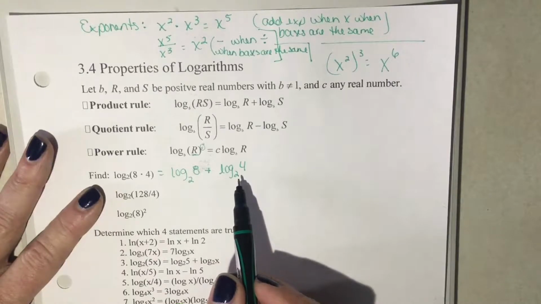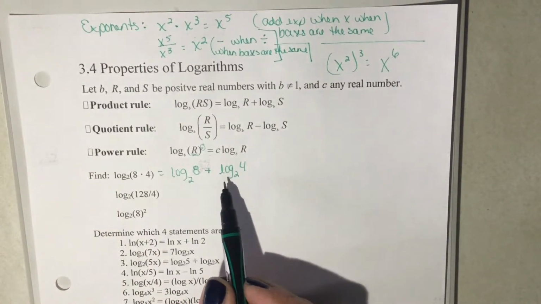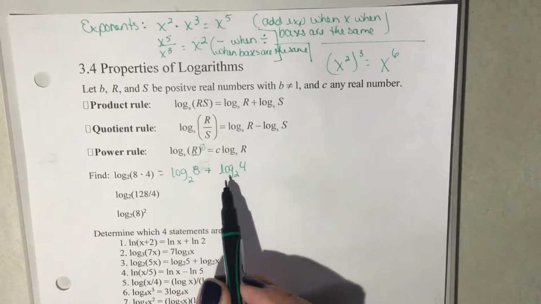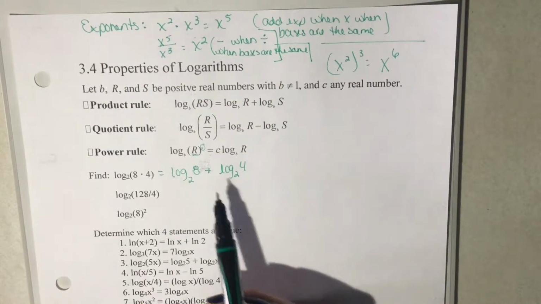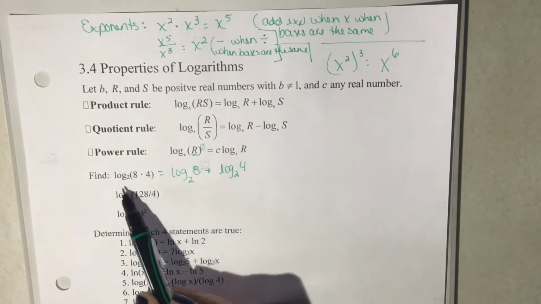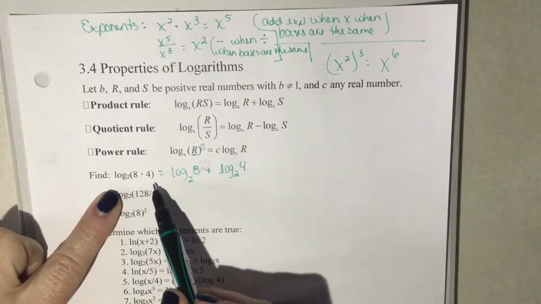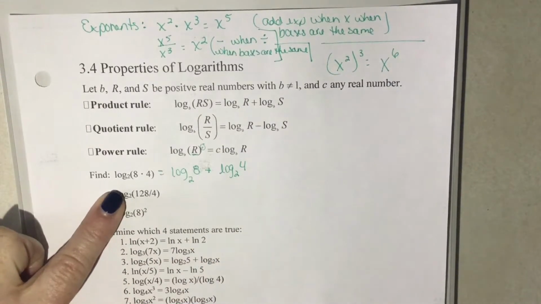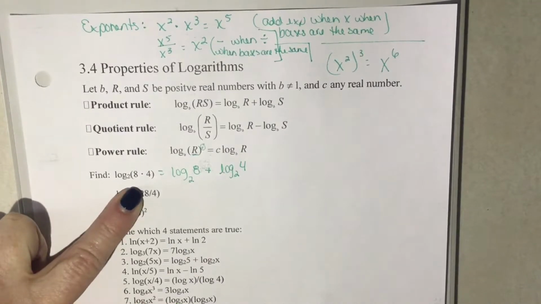Actually, I'm going to do something different. Left side of the room, log base 2 of 8 plus log base 2 of 4. This side of the room, my right side, your left side, I want you to do log base 2 of 8 times 4. So this side, do the 8 times 4. That side, do the log base 2 of 8 plus log base 2 of 4.